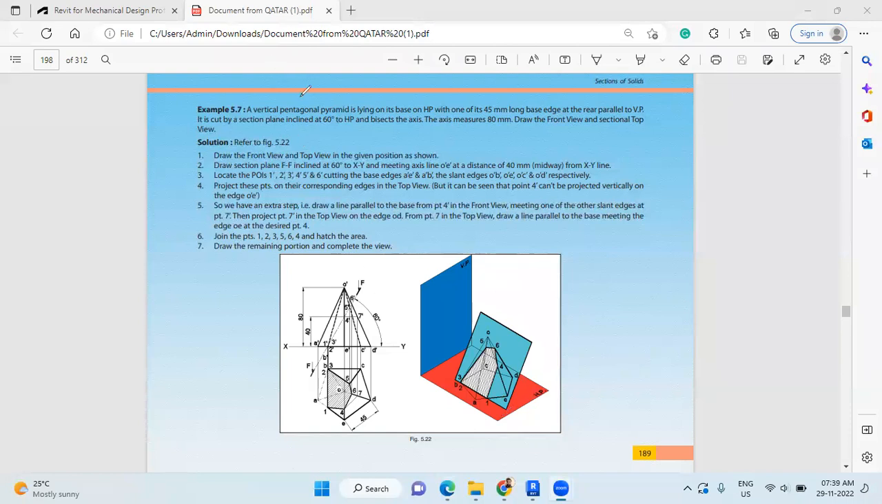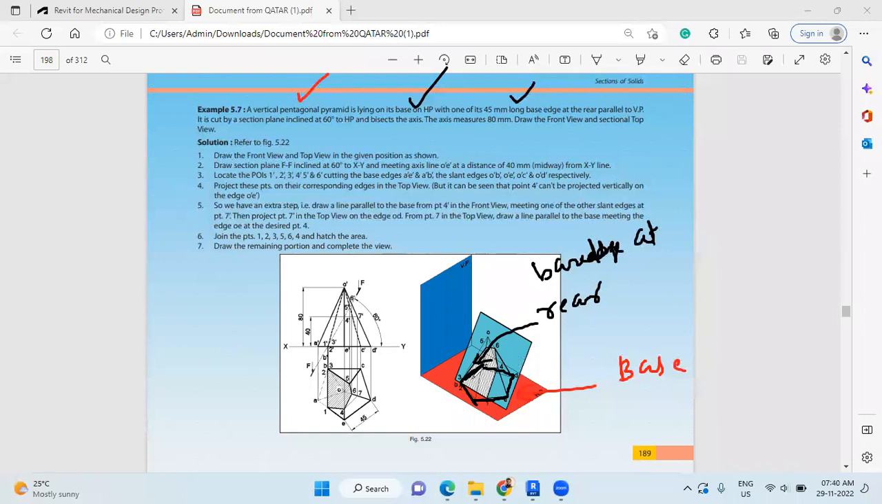So this problem is a pentagonal pyramid lying on its base on HP. The base means the pentagon. It is lying on its base on HP with one of its 45 mm long base edges at the rear, parallel to VP. Rear means the backside. So this edge is parallel to VP, and the side length is 45 mm.